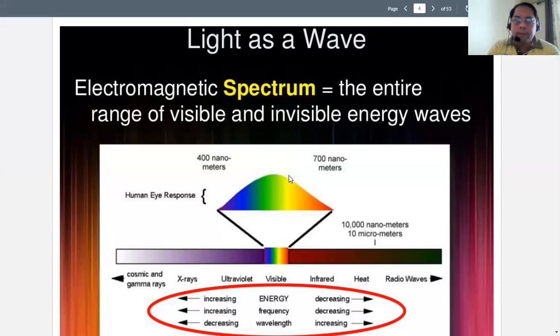Now, what if the surface is white? What will be reflected? If a surface is white, then once light strikes that surface, all the light that strikes it bounces back. Once it bounces back, all the colors bounce back, and we will perceive it as white.